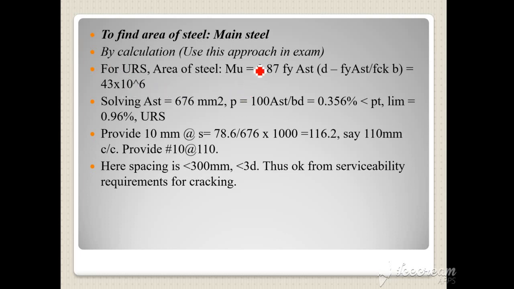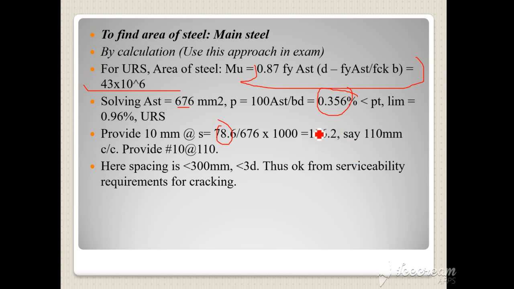So solving this equation, we are getting Ast is equals to 676 mm square. So p is equals to 100 Ast upon bd, which is coming around 0.356%, which is less than pt limiting for under reinforced section, 0.96. So we are providing 10 mm bars. The spacing is the area of one bar of 10 mm divided by total Ast required into 1000 mm, which is your design width.